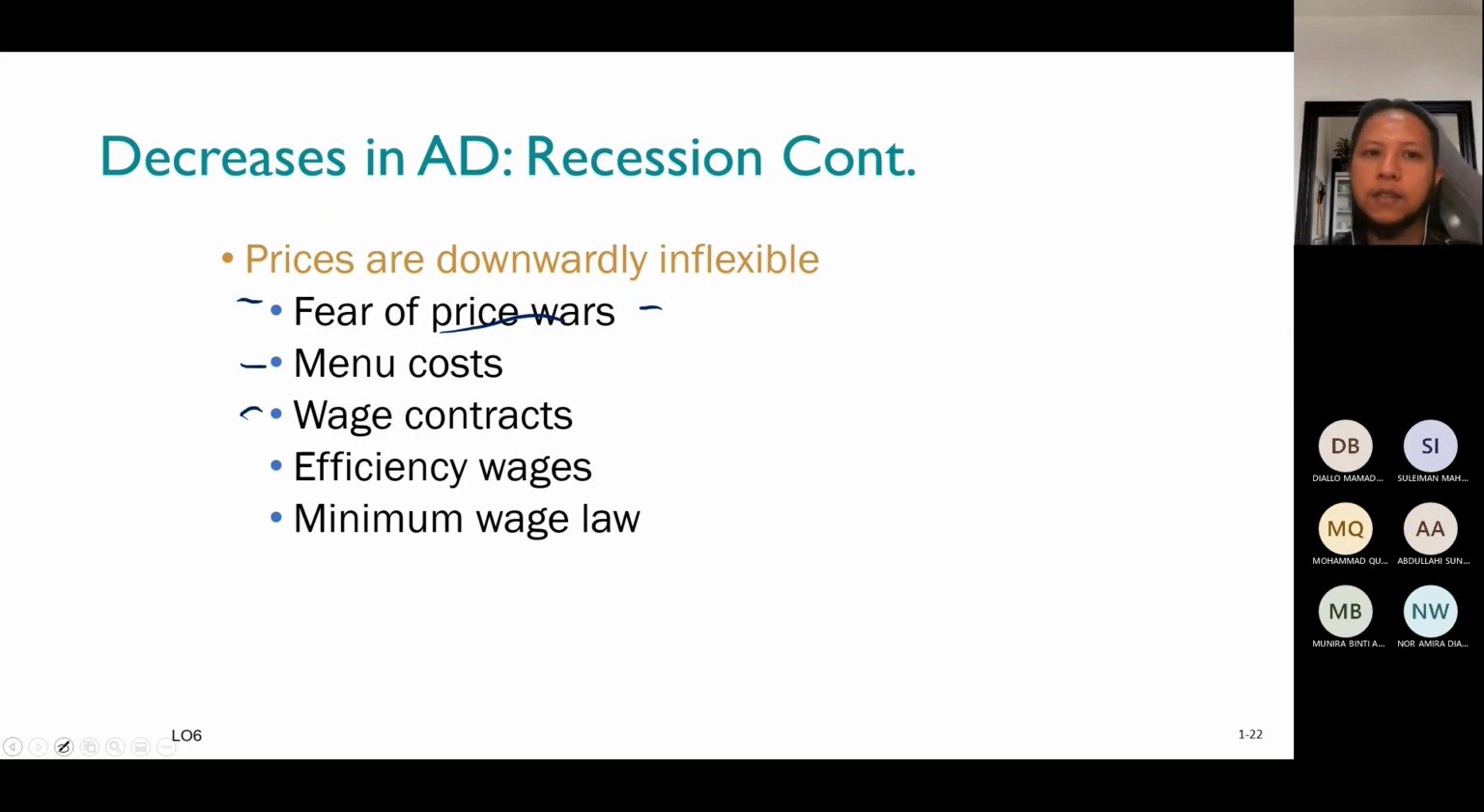So these are the reasons why sometimes, although the economy is doing badly, prices do not change. But when the economy is doing well, prices can easily change. Prices can easily go up, but when the economy is doing badly, prices remain the same. So this is recession.